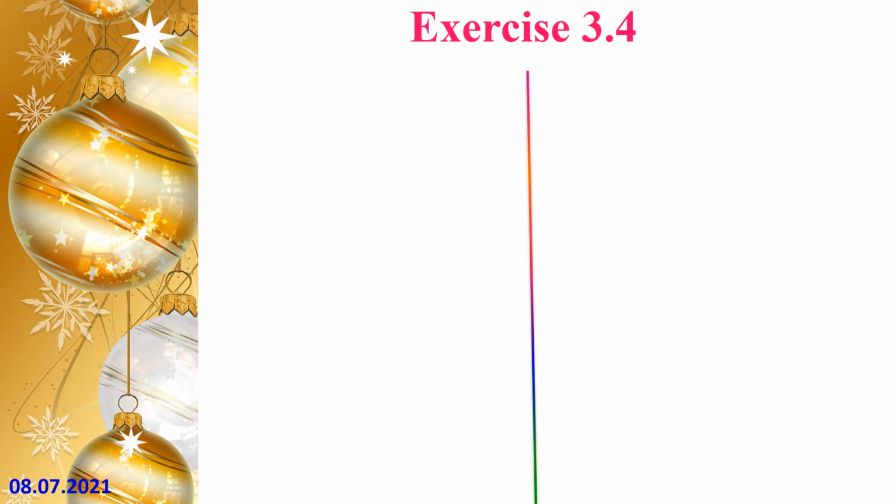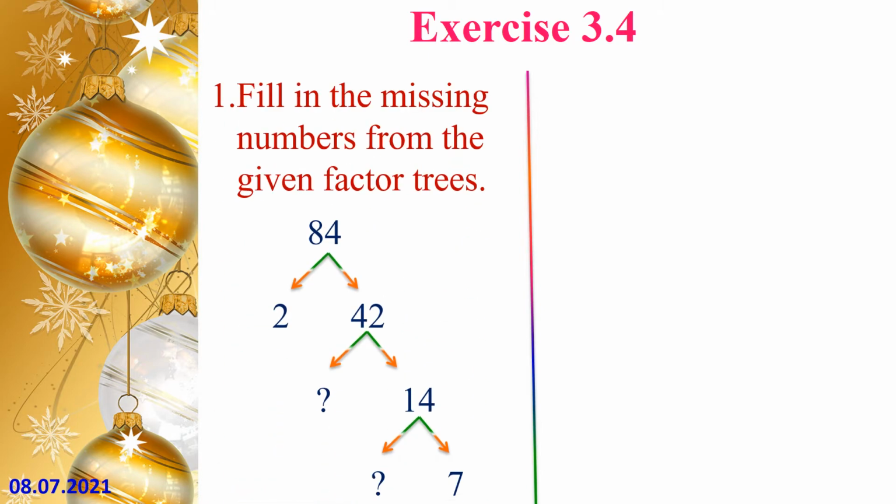Let us see the exercise problem. Exercise 3.4. The first sum: fill in the missing numbers from the given factor trees. So first, 84 can be broken into 2 times 42. So 2 is a prime number, 42 is a composite number. So again we can break 42.